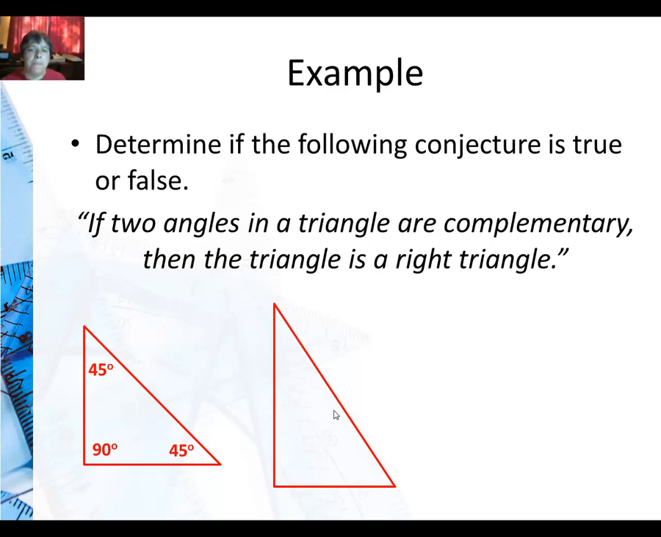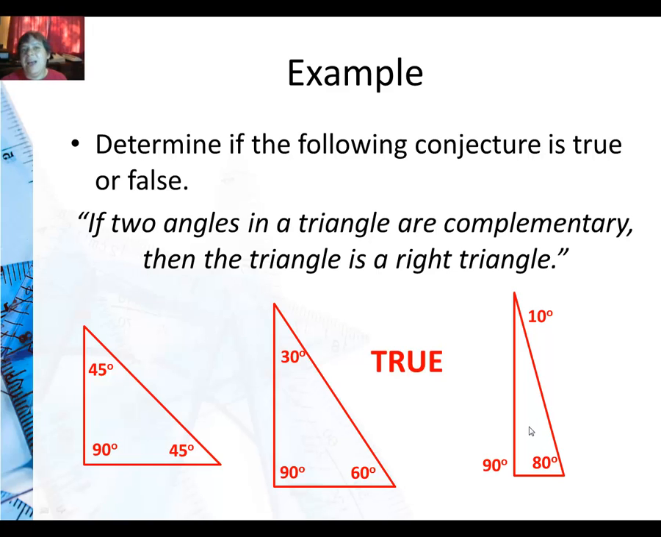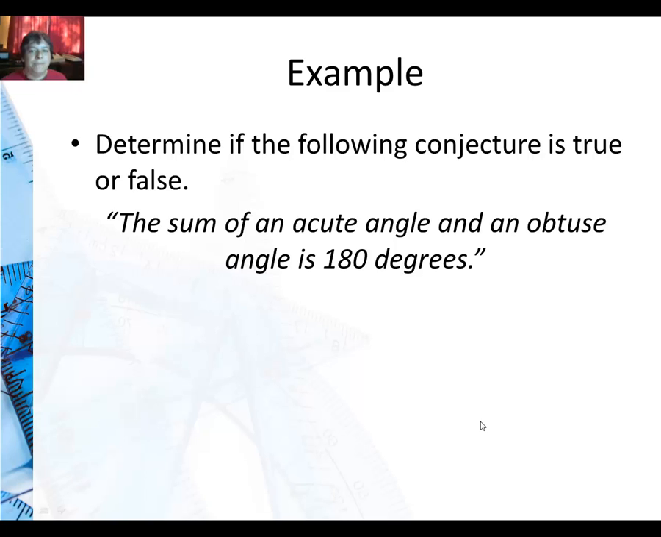Let me try to change it up. I'll make one angle 30, which means now if they're complementary, remember that means they have to add up to 90 degrees, the other angle has to be 60. Oh, that has to be a 90 degree angle too. Let me try again. 10 degree angle up on top here, 80 degree angle on the bottom. Oh, this has to be 90 as well. Just based on my observation, which is inductive reasoning, I am saying that this statement is true. I can actually later prove this with deductive reasoning, but we'll get to that later.